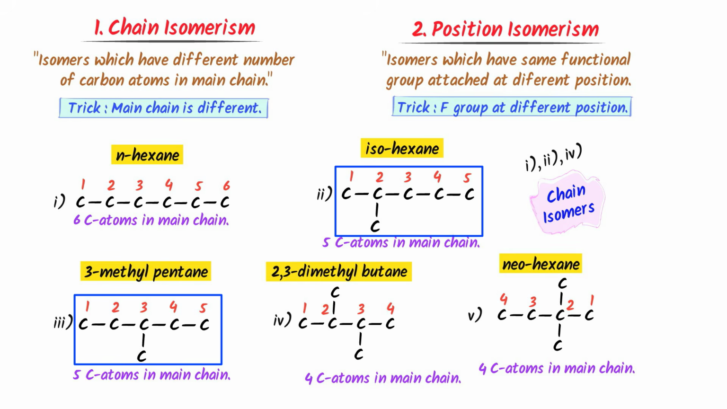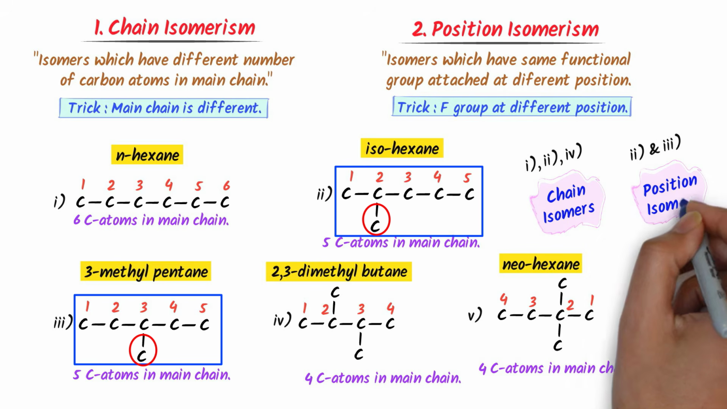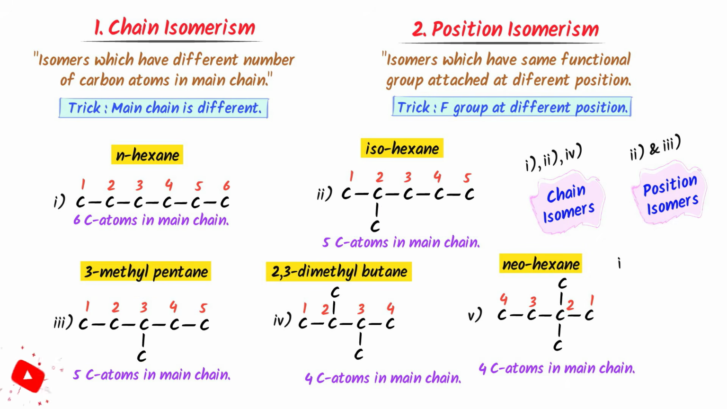But wait a minute. Here, the methyl group is present at the second carbon, while here, the methyl group is present at the third carbon. According to the trick, the main chain has 5 carbon atoms, but the functional group CH3 is at a different position. So they are position isomers. The second and third are position isomers.